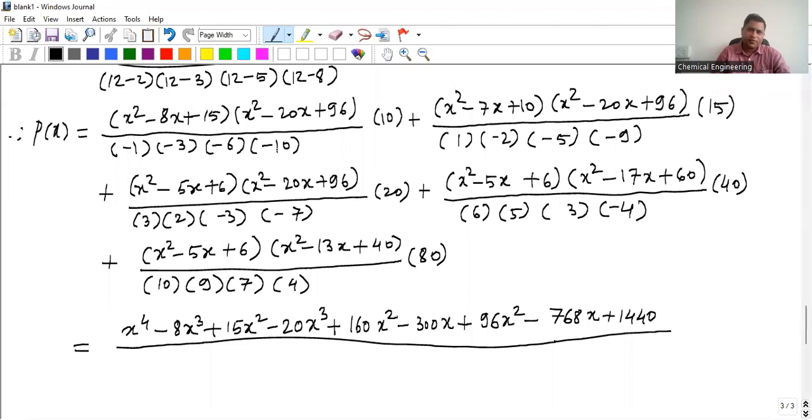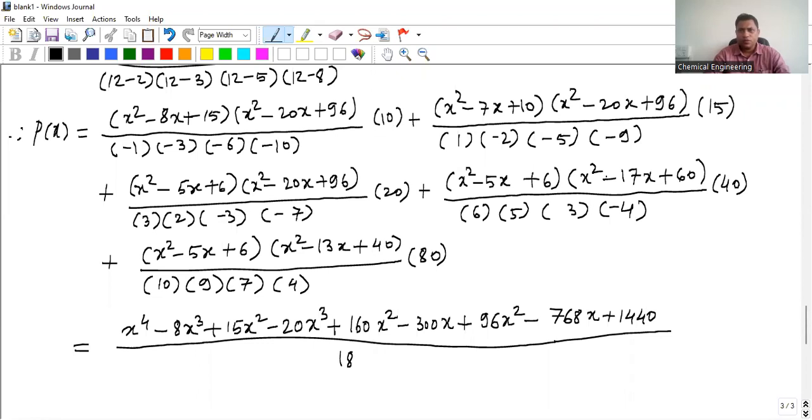We can cancel this 10 with this 10. And minus, we have 4 minus, so we can have plus. So it will be 18. Yes, it is going to be 18. So this 10 we have cancelled with this 10. Right?